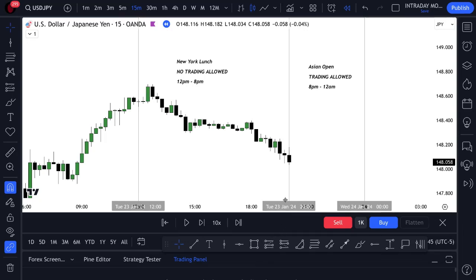Here on Tuesday, the 23rd, January 2024, we had another great example with the pair US dollar versus Japanese yen. Let's walk through it together. As always, we're utilizing the New York Lunch buy side liquidity and sell side liquidity to help us trade the Asian Open. Let's find our liquidity pools.